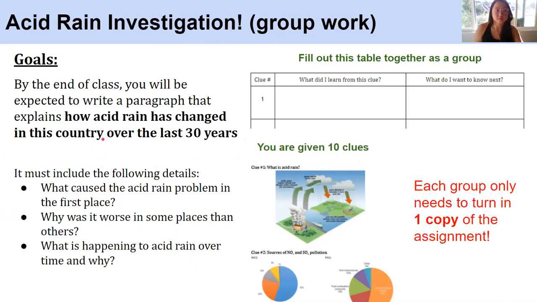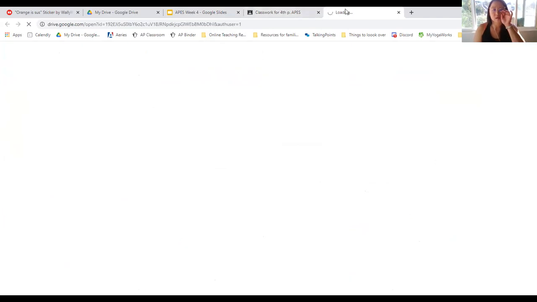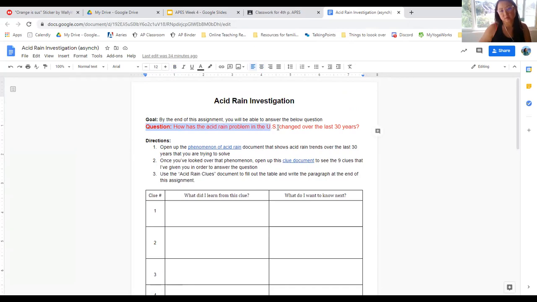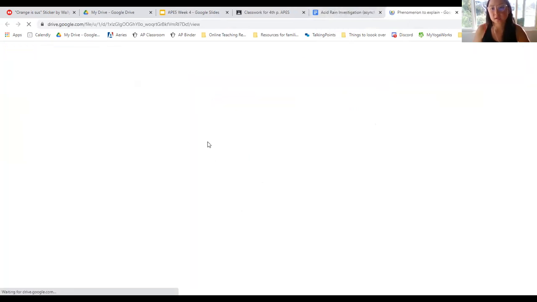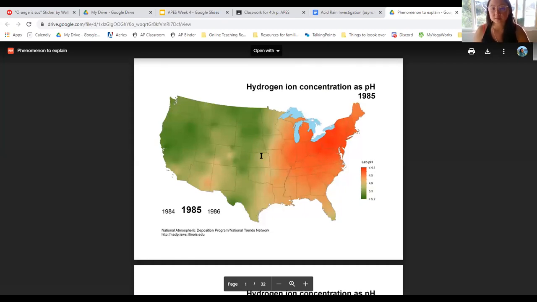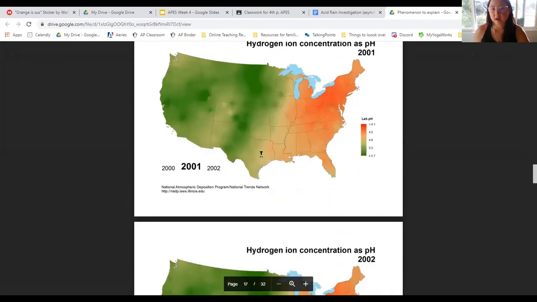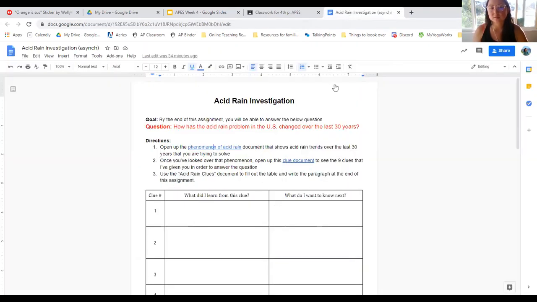All right, so let me show you the document. You should find the document under classwork, and it should be assigned just to you. You open up the document that says acid rain investigation. So first, the goal is to answer this question: how has the acid rain problem in the US changed over the last 30 years? The first document I've linked is just a PDF of the phenomenon, which is the fact that in 1985, this is what the map of the US looked like in terms of acid rain. And over time, you can scroll through year by year to find that the acid rain issue has actually started getting better. And by 2016, this is what it looks like. All right, so that document's available to you to look at.